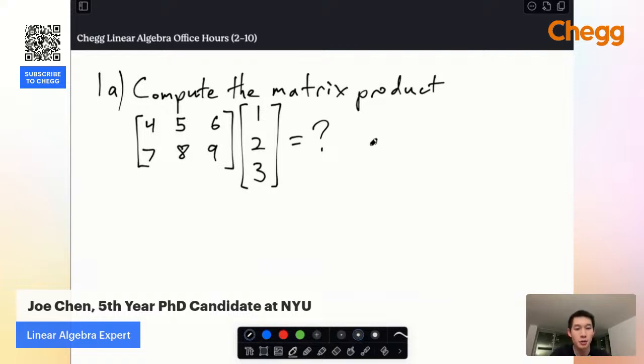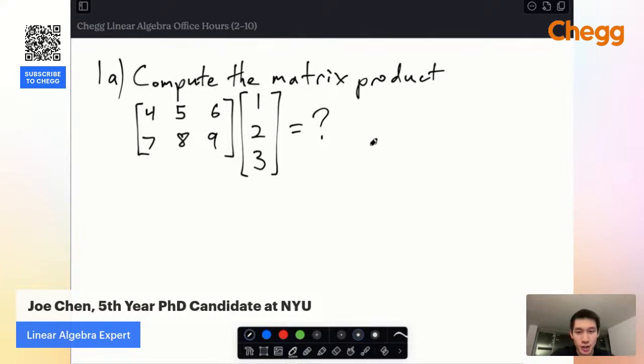So my name is Joe. I am a fifth-year PhD student here at NYU, New York University, and I've TA'd for many classes, including this undergraduate linear algebra class. During this next hour, I'm just here to answer any questions you might have. Otherwise, I have a couple pre-prepared questions that we can go through to kick us off.